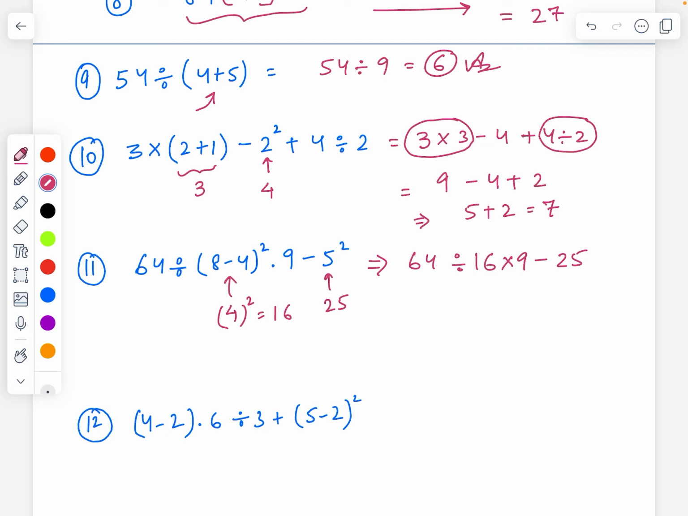Now again, you can go from left to right, as you can solve division or multiplication, anything first. I would suggest you go from 64 divided by 16 is just 4, because 16 times 4 is 64. 4 times 9 is 36, take away 25. So 36 take away 25 is going to be 11.